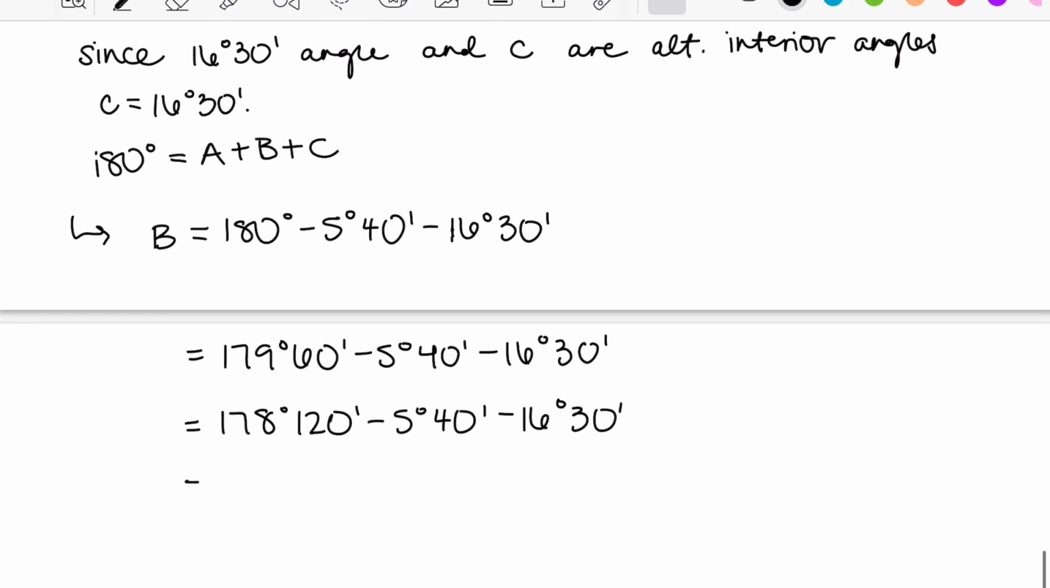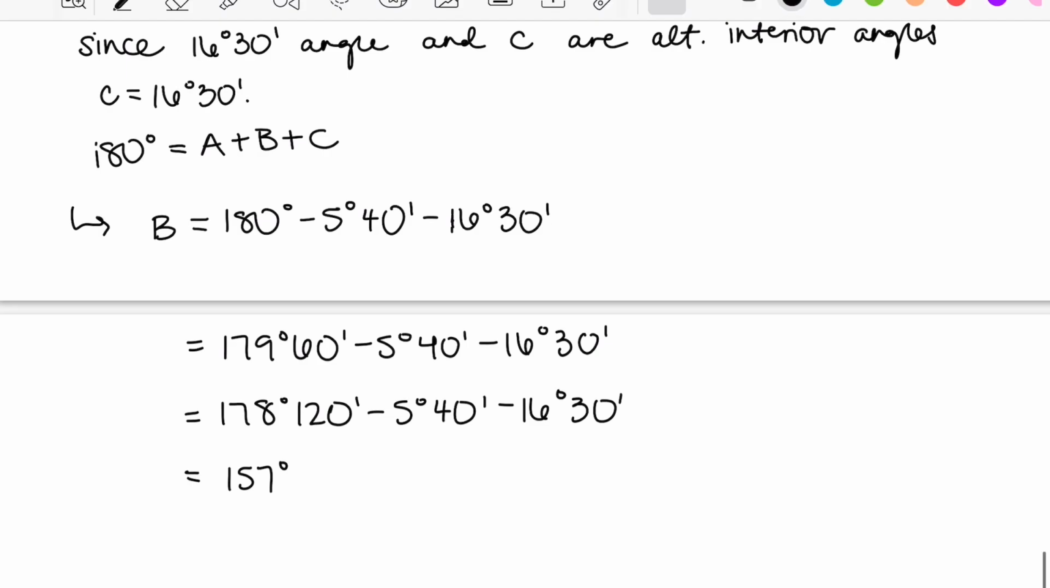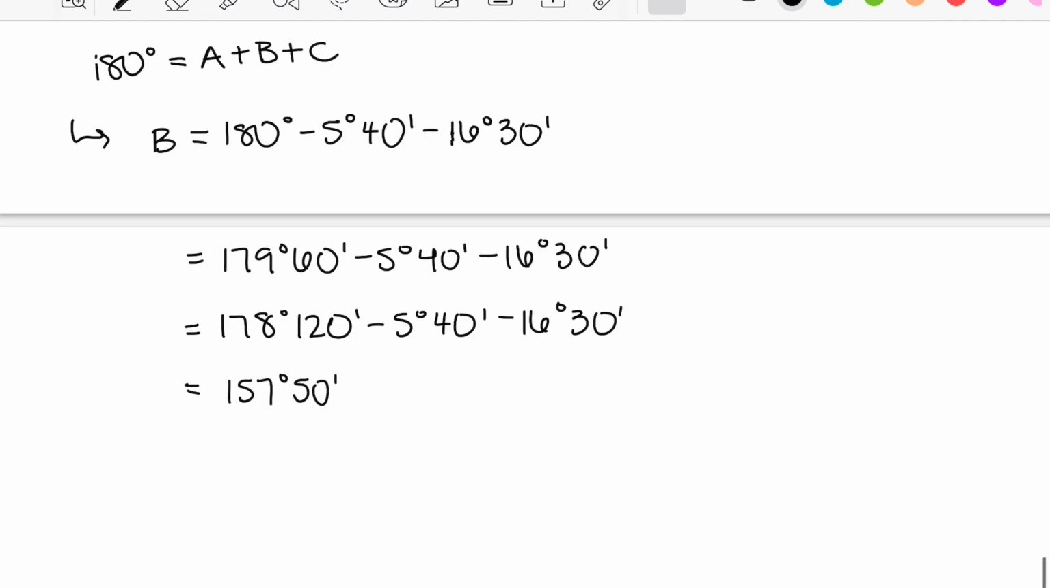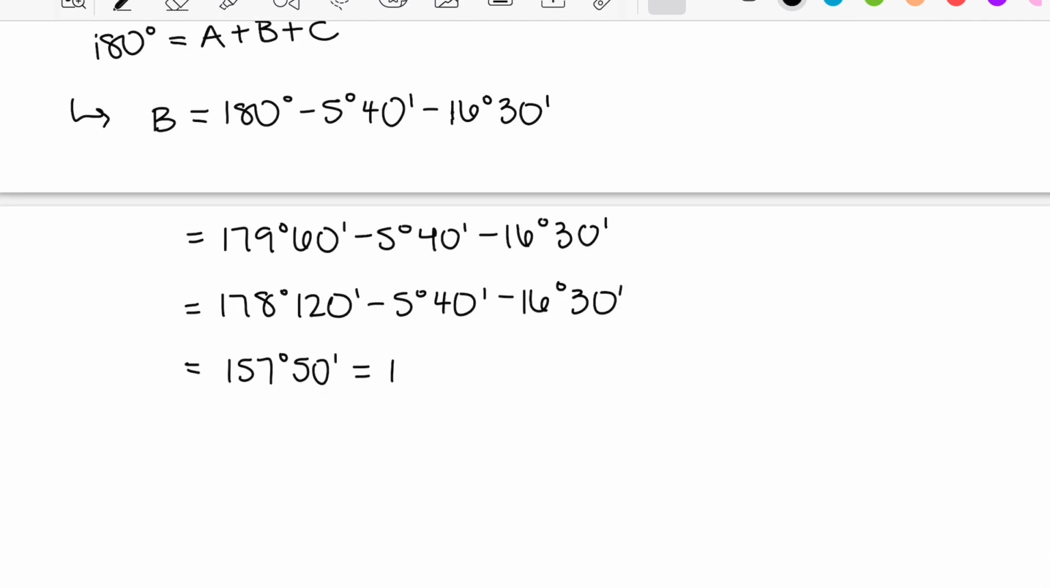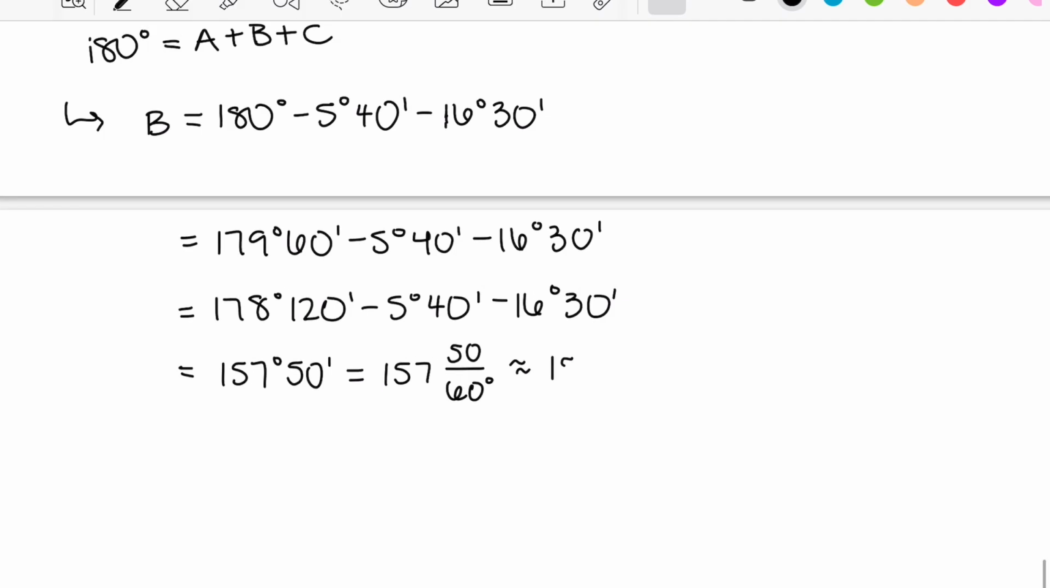All right. Doing so, we'll get 178 minus 5 minus 16. This will end up being 157 degrees. And then we have 120 minus 40 minus 30. So this will end up being 50 minutes. Now if we wanted to write this as a decimal here, we can plug this value into our calculator, and this will be approximately equal to 157.83.